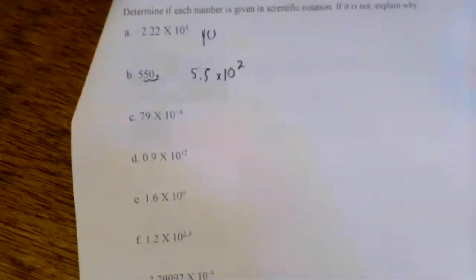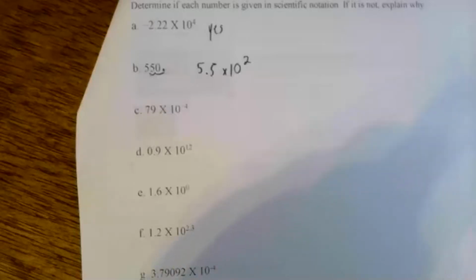Is C in scientific notation? No. Why is it not? 79's too big. It has to be between 1 and 10, right? So what we have to do is move this one to the left.